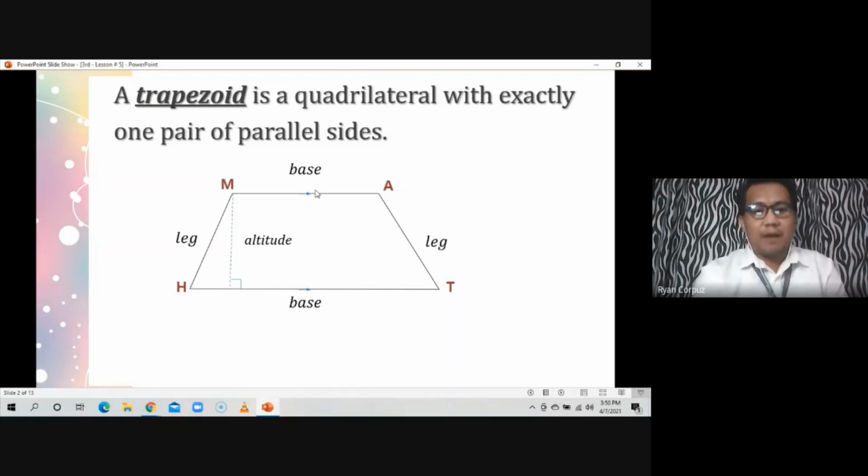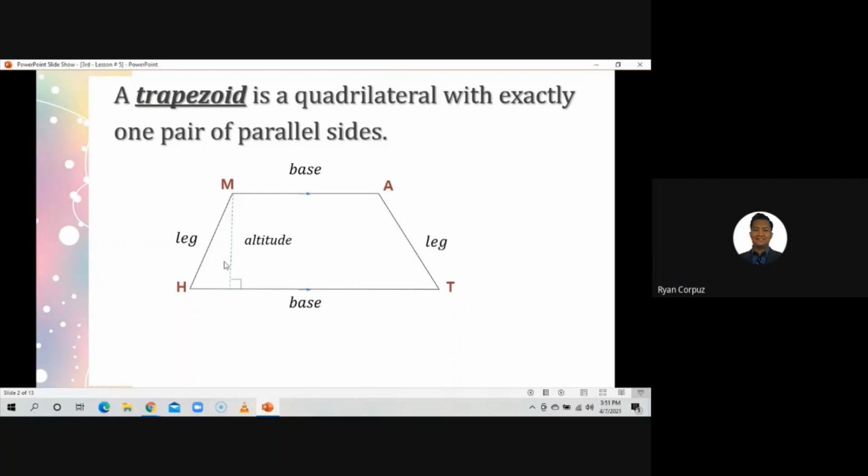That pair of parallel sides that we do have in a trapezoid, that is what we call the bases of a trapezoid. So, kahit na nasa taas yung isa, still we call that other side as the base of a trapezoid. And, of course, the non-parallel sides of that trapezoid, yun naman yung tinatawag natin as the legs. That is what you can see in this given trapezoid, which is known as a trapezoid MATH.